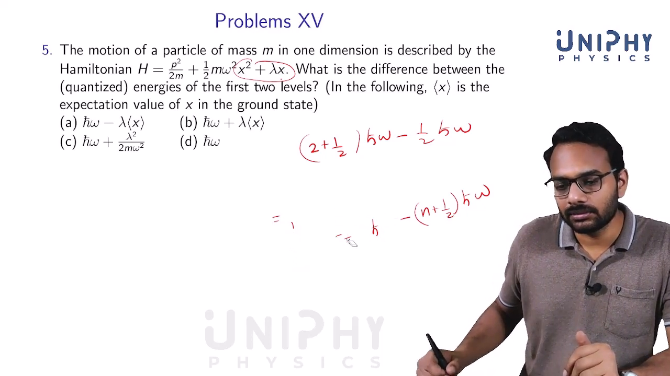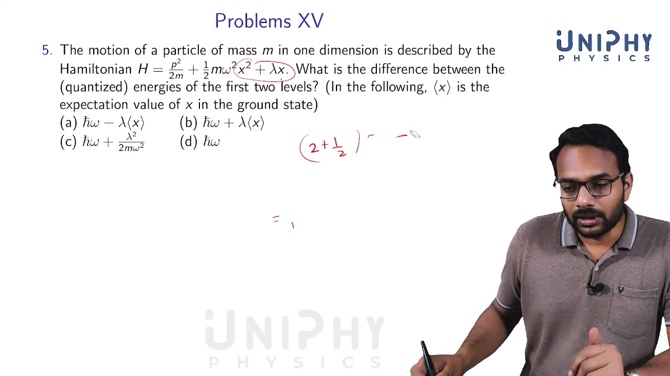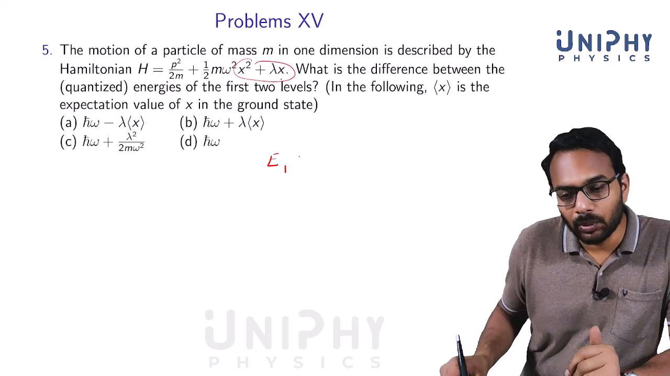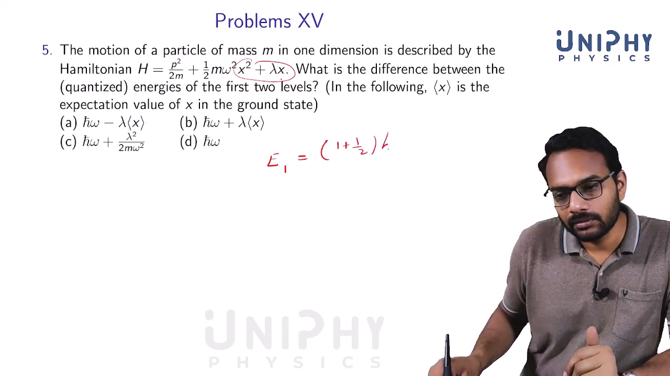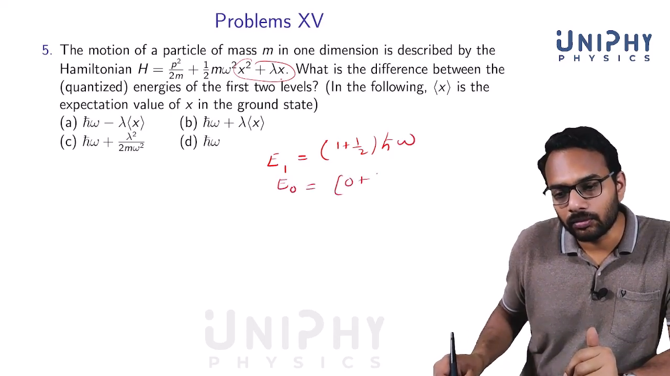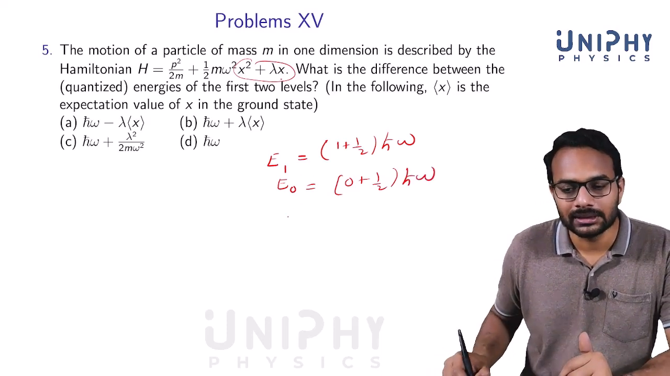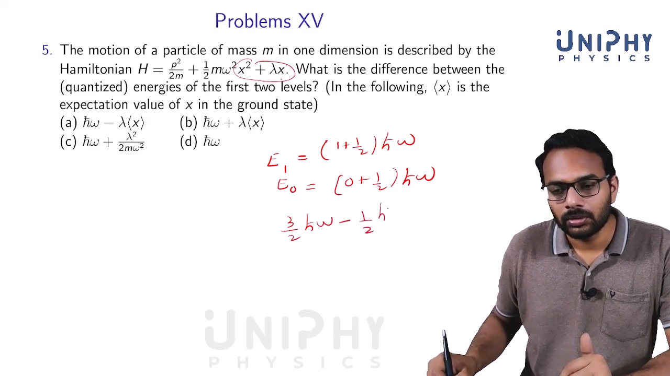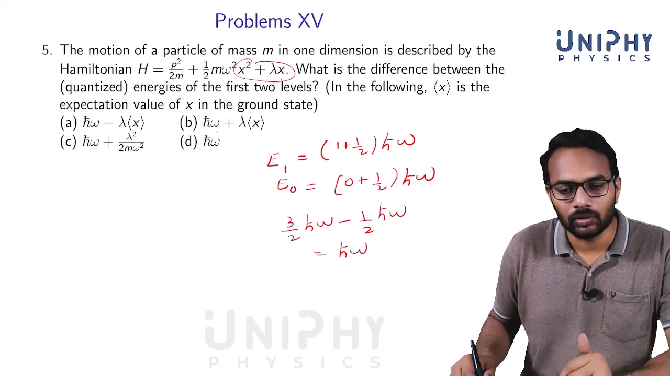I'm sorry. What we had to do is, since they have asked for the first two levels and both differ only by this constant, we can write E1 equal to 1 plus half h cross omega, and E0 equal to 0 plus half h cross omega, because n equal to 0 is possible. So this is 3 by 2 h cross omega minus 1 by 2 h cross omega, and that's simply h cross omega. Option D, that's the answer.